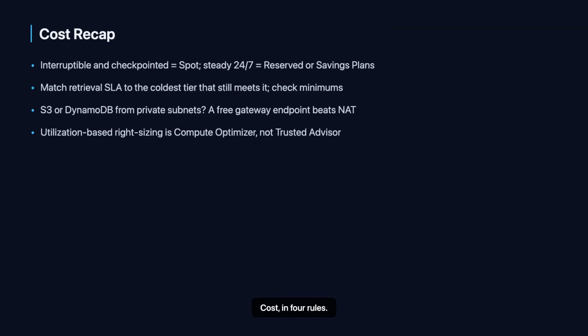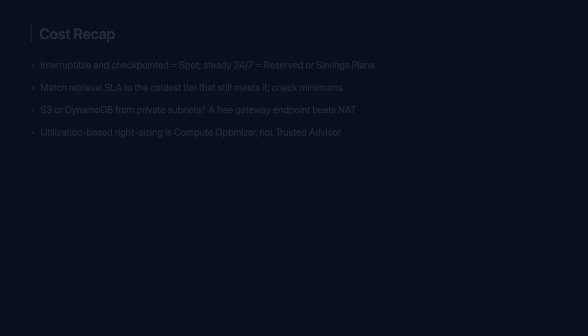Cost in 4 rules. Interruptible and checkpointed means spot. Steady around-the-clock usage means reserved instances or savings plans. Match the retrieval requirement to the coldest tier that still meets it, and always check the minimum storage duration. For S3 or DynamoDB traffic from private subnets, a free gateway endpoint beats a NAT gateway. And utilization-based right-sizing is Compute Optimizer, not Trusted Advisor.